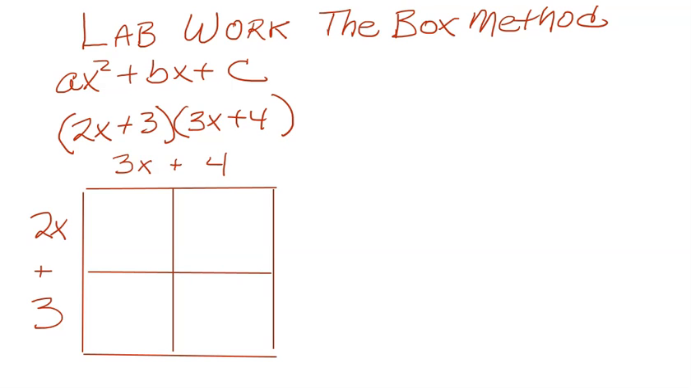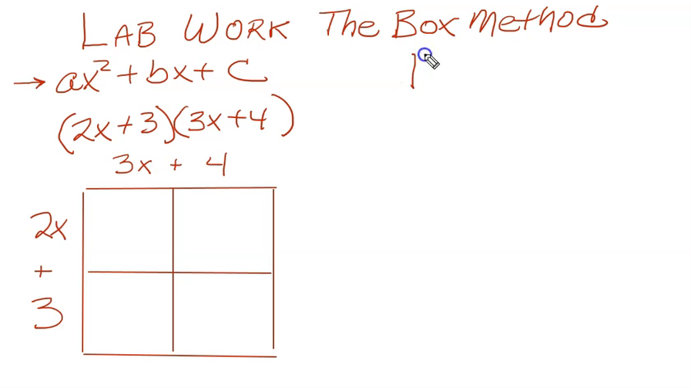Today we're going to do some lab work using what is called the box method. Now the standard form for the quadratic expression is ax squared plus bx plus c. Now this would be a trinomial and it's to the second degree, so it's quadratic. And we get these often by multiplying two binomials. But we want to today feature the box method.